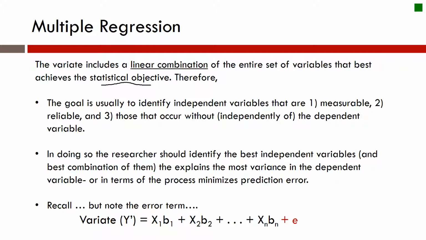Okay, so as we do this, we want to identify the best independent variables and the best combination of them that explains the most variance in the dependent variable. In other words, we want to explain the dependent variable, and at the same time we want to minimize prediction error. That will be the key.